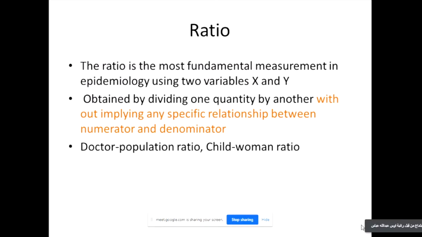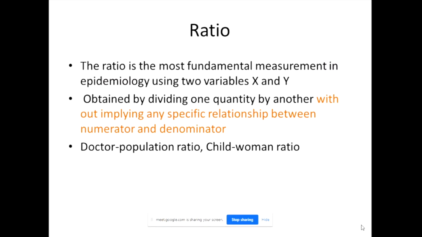ratio أنا شرحت لكم إياها بالlecture الفات. هذا مجرد إنه تعريف تمشون على هذا التعريف على ذاك. It's all the same. The ratio is the most fundamental measurement in epidemiology using two variables x and y. أهم شيء بالratio خلونا ببالكم we are dividing one quantity by another without applying any specific relationship between numerator and denominator.